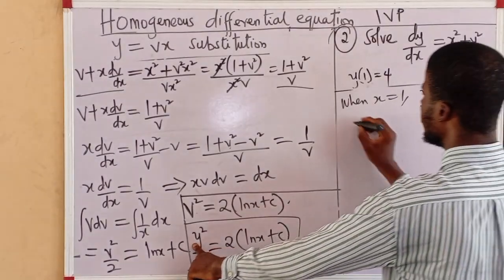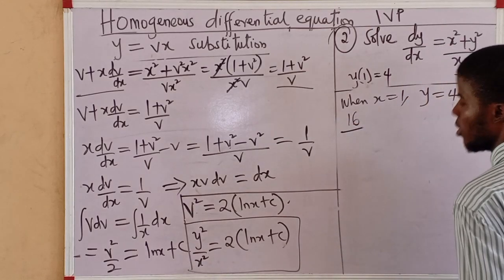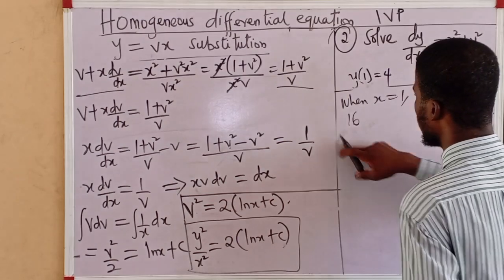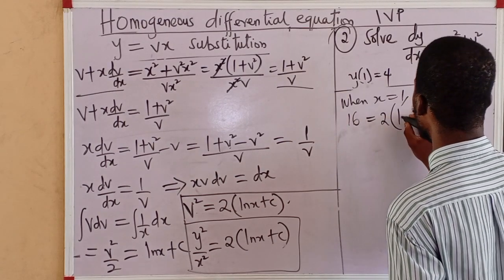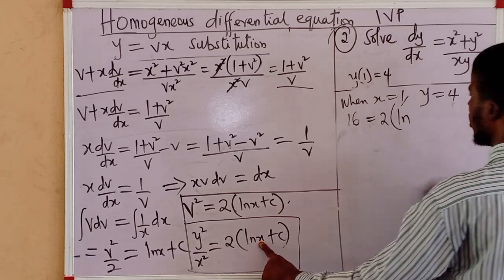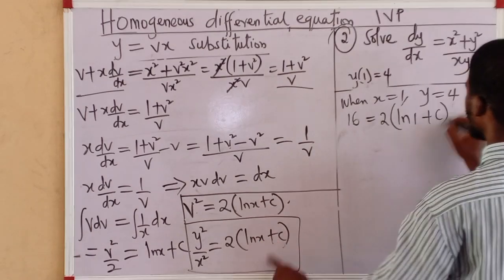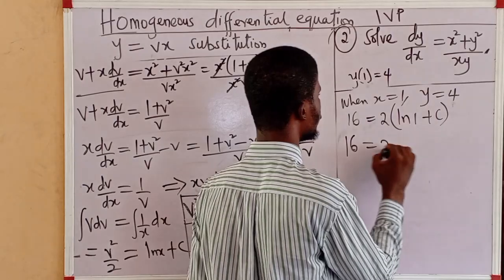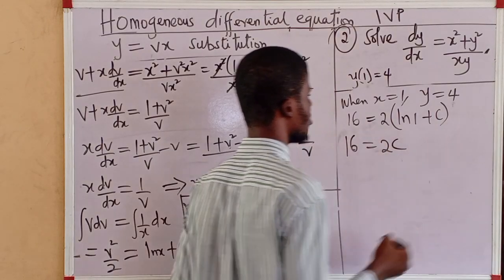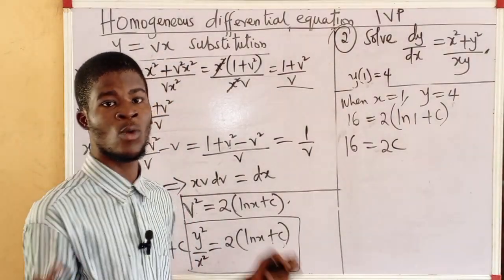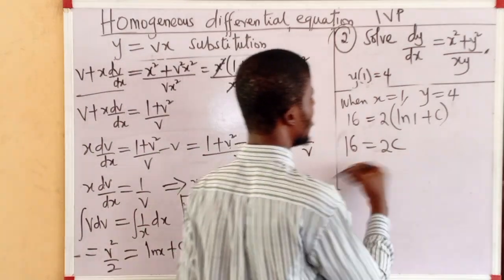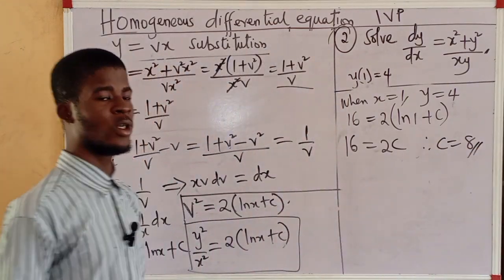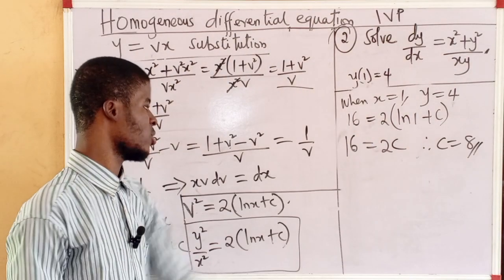So we have 4 here. That will be 4 squared, 16, all over 1 for x. So that one is out. 16 over 1 is 16, equal to 2 into ln 1 plus what? C. ln 1 is equal to 0. 16 is equal to 2 in bracket C, because this one is 0. ln 1 or log 1 is 0. So divide both sides by 2. C is equal to what? 8. So the particular solution now to this differential equation is this.